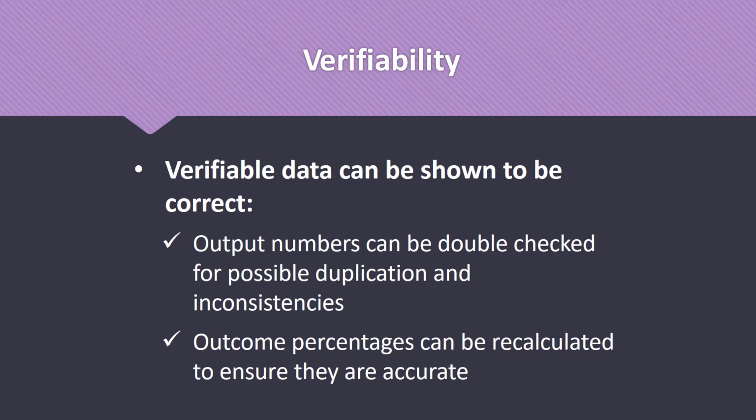Double-check output numbers for possible duplication or inconsistencies. Are the numbers much higher than you anticipated? Is it feasible that the higher number could have been served? Were participants counted twice? Did staff estimate participation?